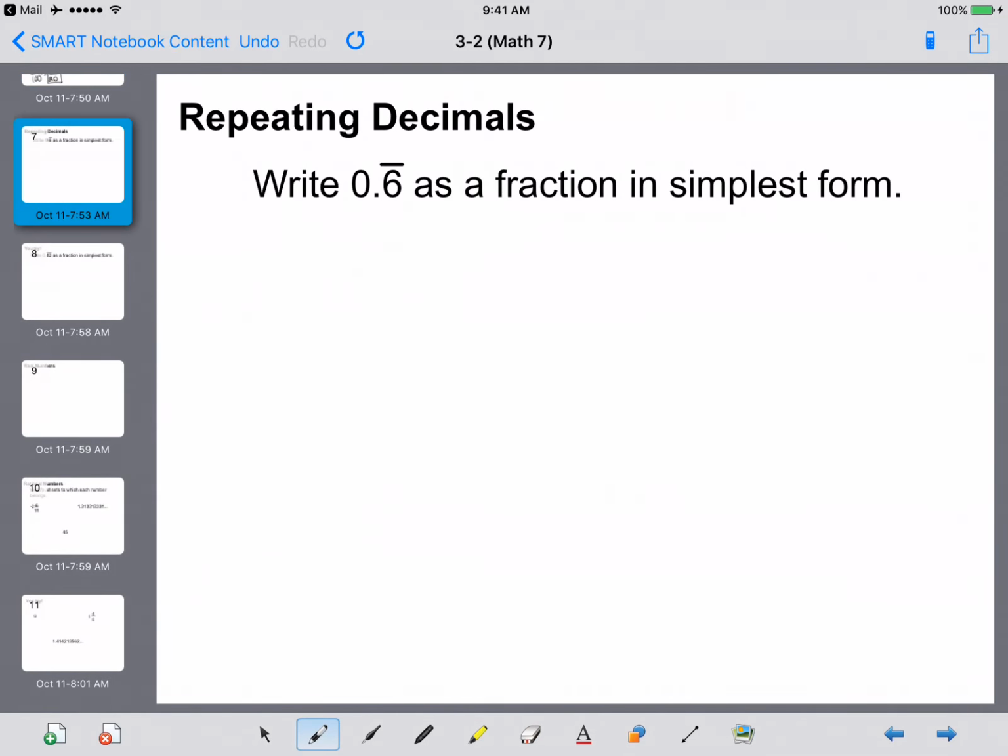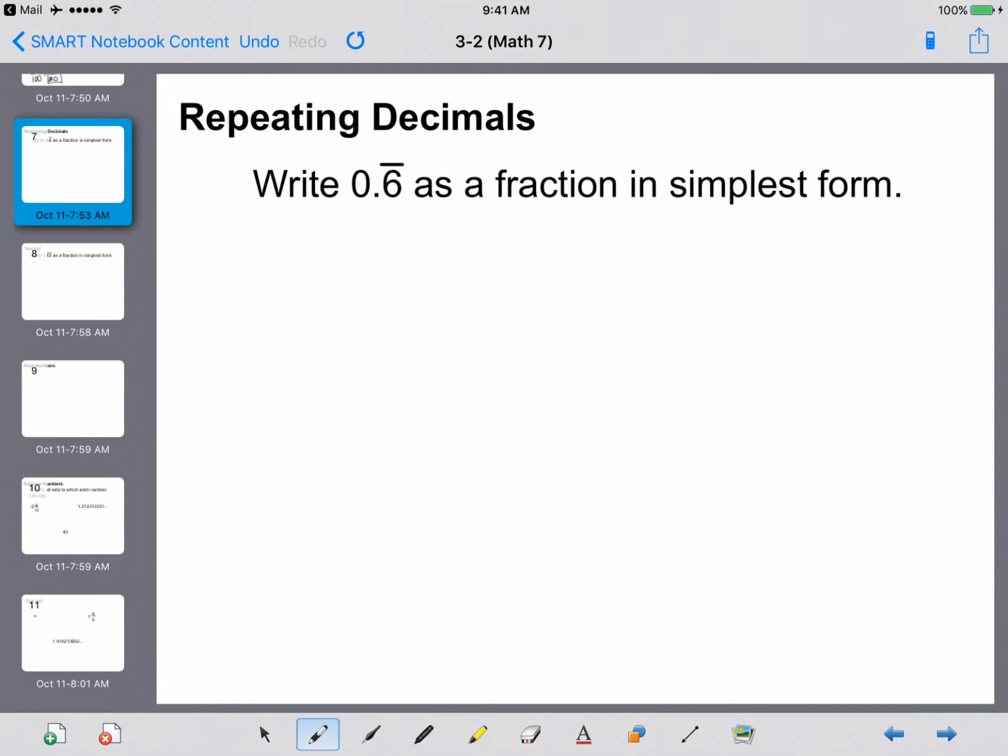Now we want to write 0.6 repeating, that's what that bar means, as a fraction in simplest form. So there's a trick to this. This isn't the most fun thing that you're going to do, and is probably the hardest thing you're going to do all year, truthfully. So you've really got to focus and take your time to practice this.